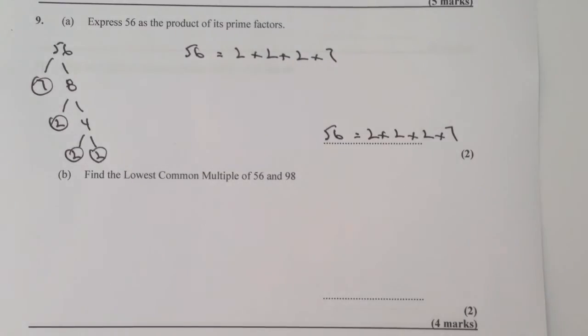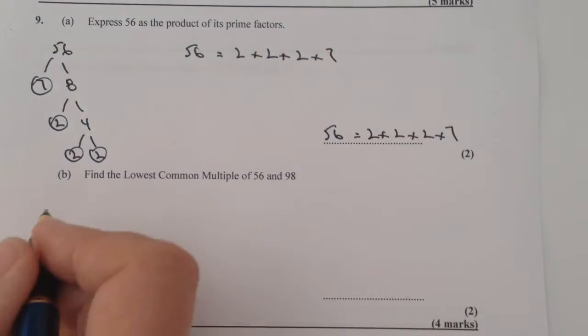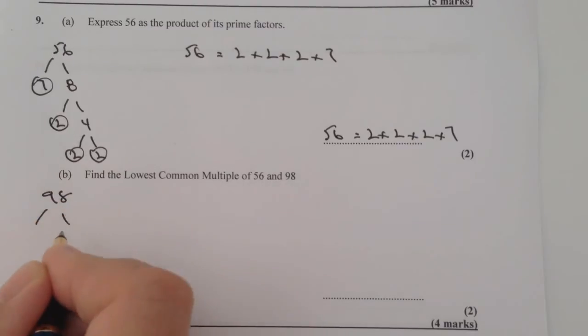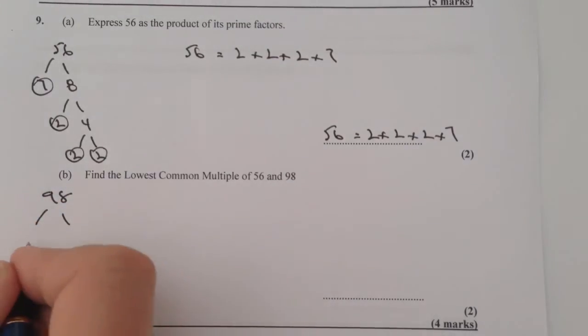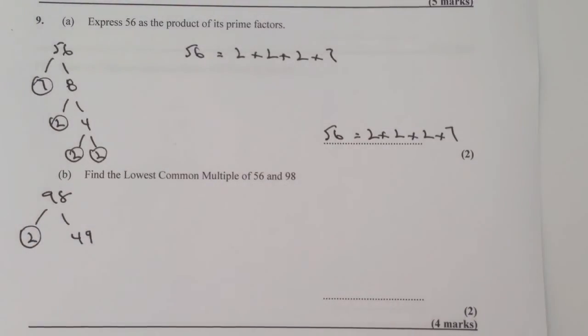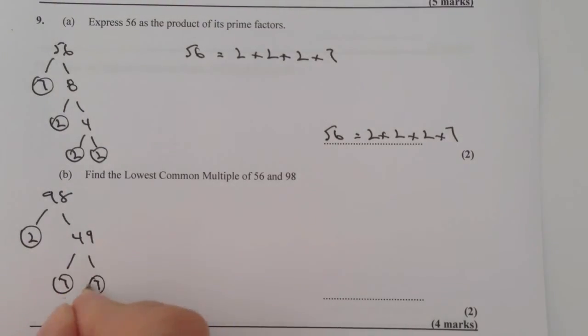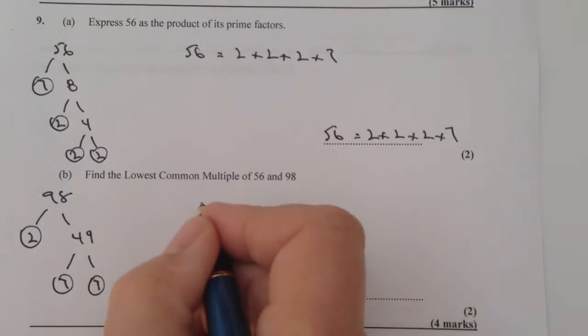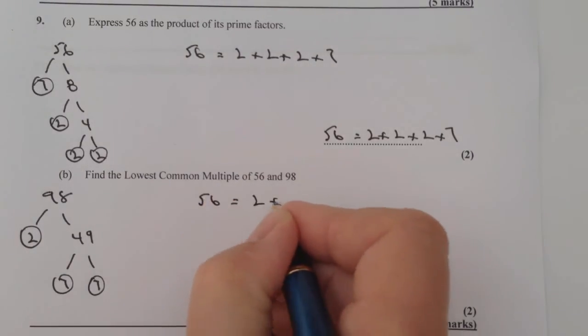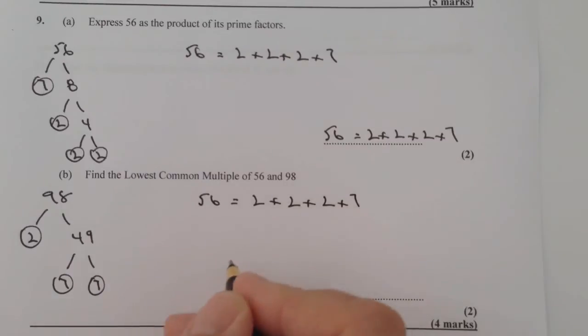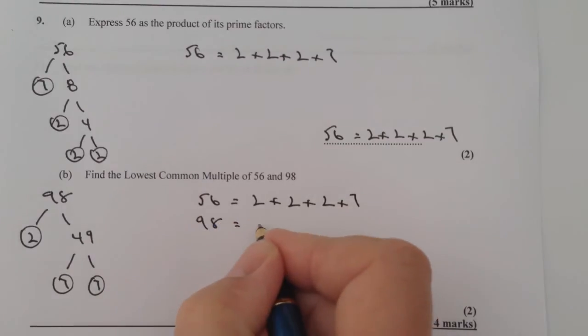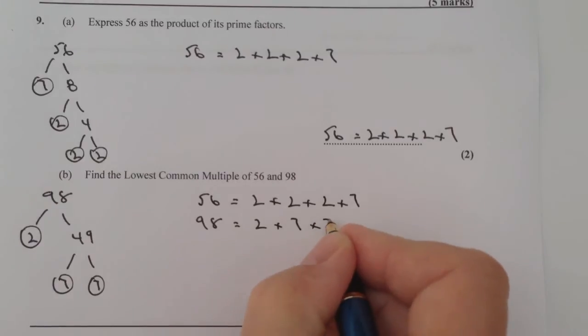Okay, so the lowest common multiple of 56 and 98, well, I need to do the same thing for 98 to find its prime factors. Well, again, I think I mentioned in one of the previous ones that if you're in any doubt, just divide it through by 2, and that'll be fine, or 3, it can be one or the other. So 49, we've got 7 and 7. Okay, so I'm going to write this out. So I've got 56 equals 2 times 2 times 2 times 7, and 98 equals 2 times 7 times 7.